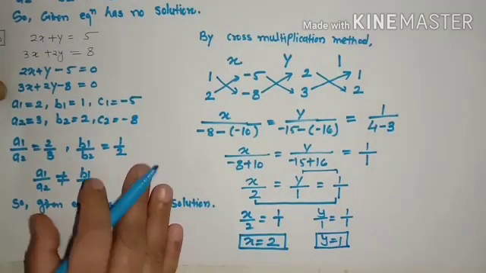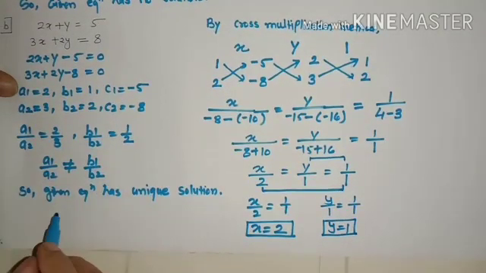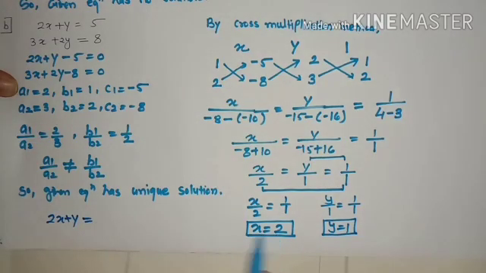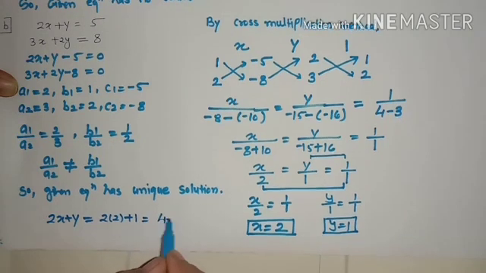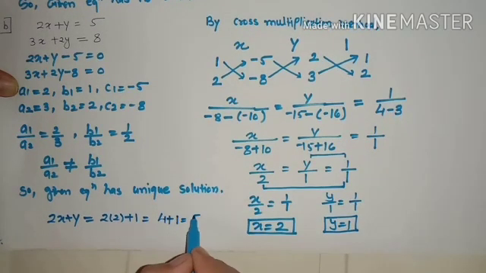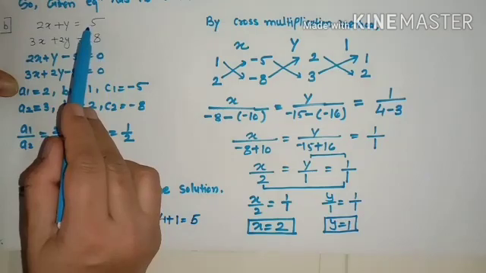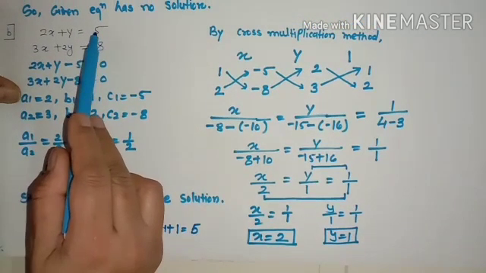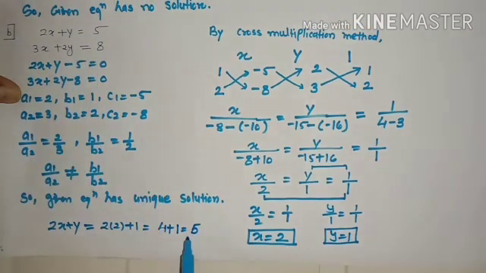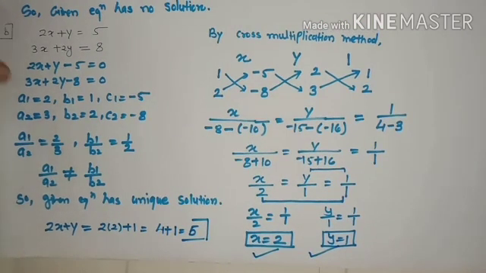If we substitute in the first equation, which is 2x plus y, in place of x 2 and in place of y 1, we will get 4 plus 1, which is equal to 5. As you can see here, in the first equation also the right hand side is 5 and we also get 5. It means our answer is correct.